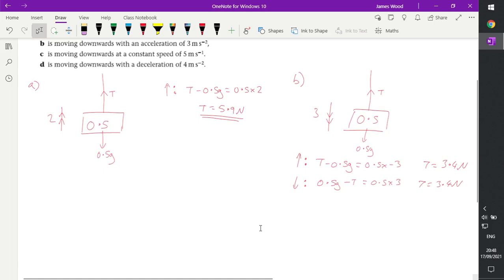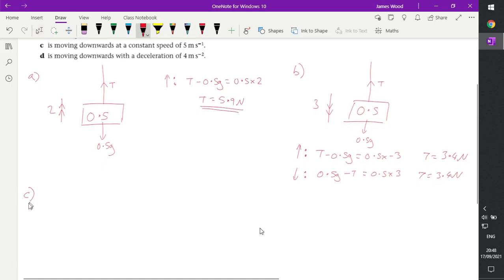Okay, let's do the last two. In part C, it's moving downwards at a constant speed of 5 meters per second. Let's draw a diagram. So T is still going upwards, it's still got its weight of 0.5 g. Now read what it says carefully here. We've got a constant speed. It's not giving us an acceleration. Constant speed means that acceleration is 0. So it doesn't really matter what its speed is. It's not accelerating. That's what's important.